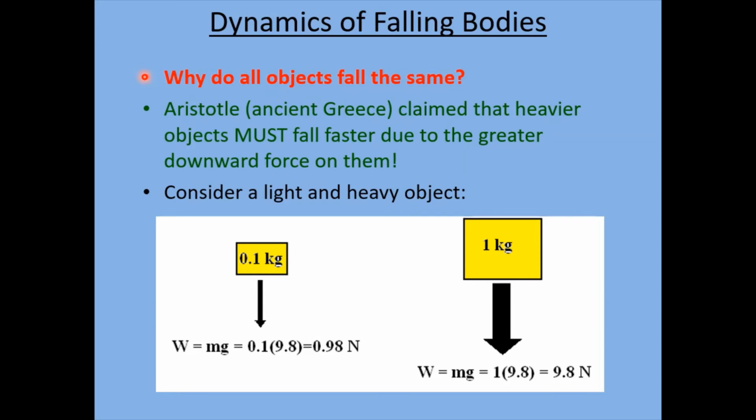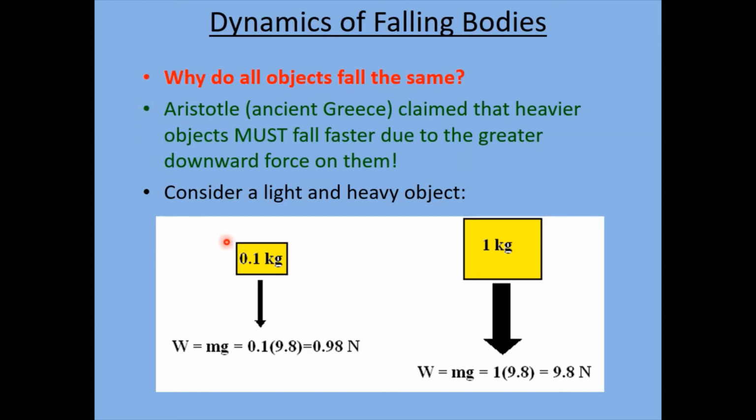This was a puzzle for a long time. In fact, the ancients, for example, Aristotle 2,000 years ago, claimed that heavier objects must fall faster than lighter objects because they have a greater downward force on them. This is pretty obvious. If you pick up a small pebble in one hand and a heavy rock in the other, you can tell that the rock has more weight to it, pulling it down to the earth. So Aristotle, incorrectly of course, thought that a heavy object must fall faster than a light object, just because of that greater force.